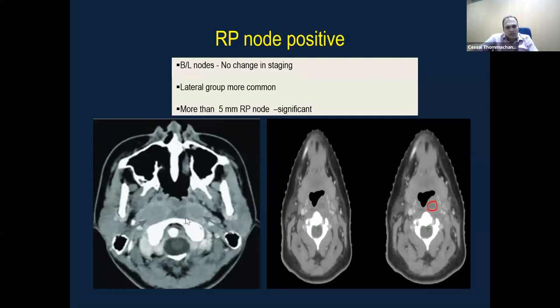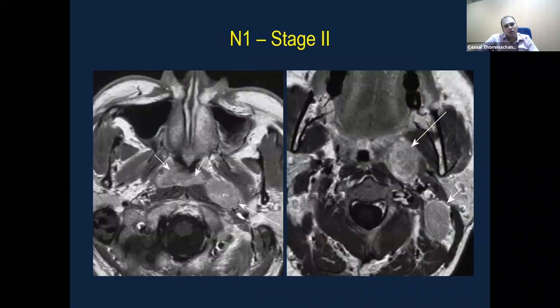Retropharyngeal nodes are more commonly seen in carcinoma nasopharynx. But we need to understand that in nasopharynx, retropharyngeal nodes are not the most commonly involved lymph node. It is level 2. The most characteristic lymph node in carcinoma nasopharynx is the retropharyngeal lymph node. And you need to understand that there is no ipsilateral and contralateral business in carcinoma nasopharynx. It is unilateral and bilateral.